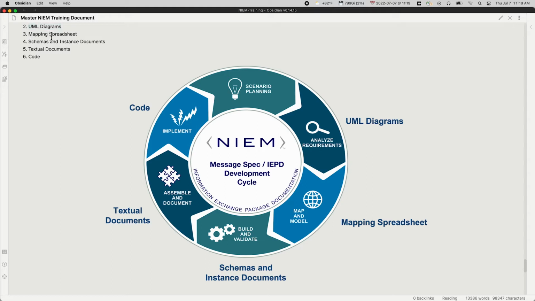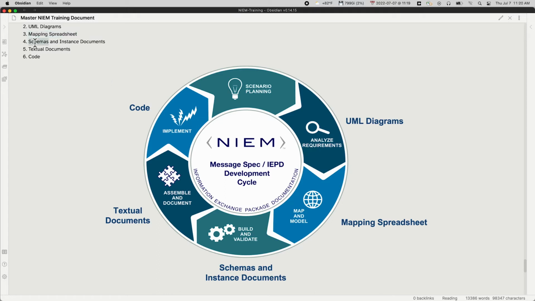The mapping and modeling step, you end up with a mapping spreadsheet. And this mapping spreadsheet literally lists your business requirements down one side and what those requirements become in NIEM on the other. And you've got options there. There's not one true mapping spreadsheet. You can do this in a lot of different ways.